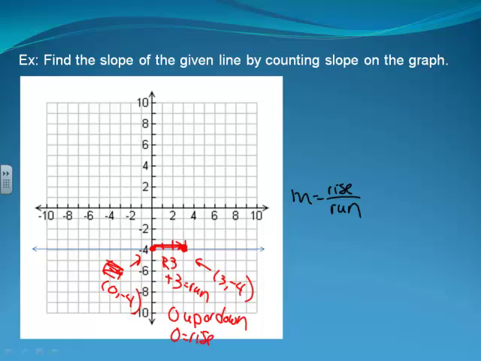Put that into your equation, rise over run. Now we have 0 over a run of positive 3. Now, unlike the previous case, 0 divided by anything except 0 is just 0. Therefore, the slope of a horizontal line is 0. Slope of a vertical line was undefined.